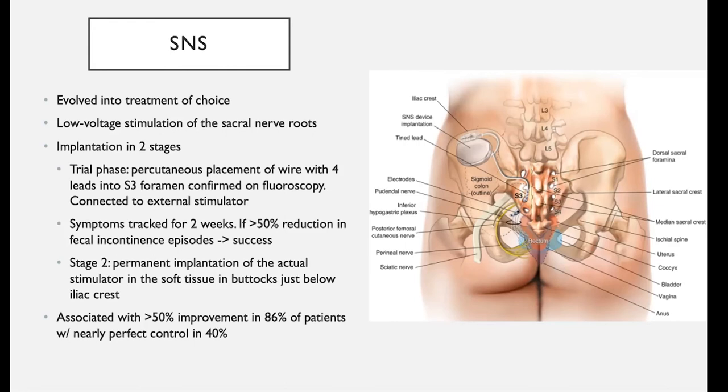Typically, patients keep a diary, and they track their incontinence episodes. And if there's a greater than 50% reduction in fecal incontinence during this 2-week trial period, then they move on to the stage 2 procedure, which is where a permanent device is implanted in the soft tissue of the buttocks just below the iliac crest. It is associated with pretty good outcomes, so greater than 50% improvement in incontinence episodes in the majority of patients, about 86%, with nearly perfect control in about 40% of patients.